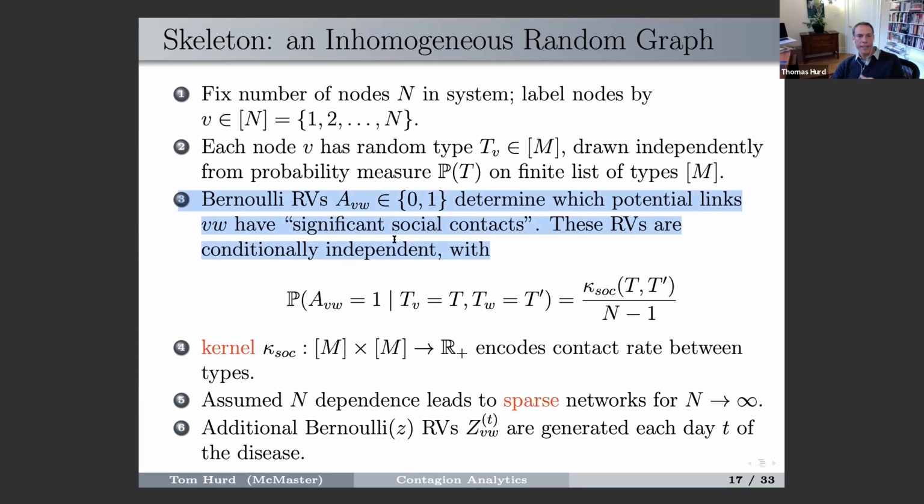That's just a 0 or a 1 for each pair VW, and the 0 means they're not connected, and the 1 means they are connected. And that's where the social connectivity matrix comes in. That tells you the probability. And notice it depends on the types of the two individuals. So you get a different probability depending on the age or profession of the people involved.